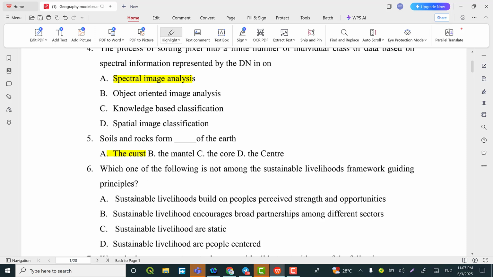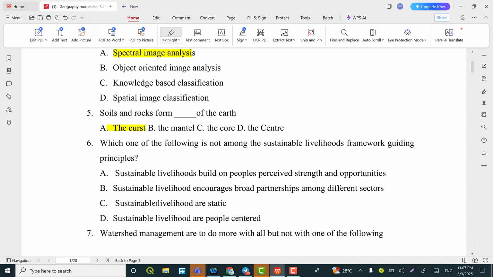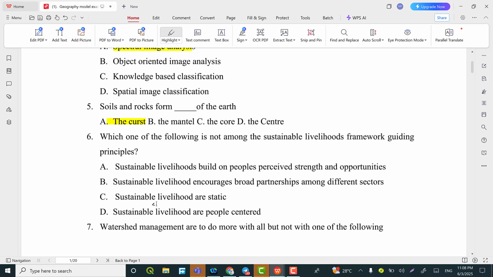Question number 6. Which one of the following is not among Sustainable Livelihood Framework guiding principles? A. Sustainable livelihood builds on people's perceived strengths and opportunities. Absolutely. Sustainable livelihood builds on people's perceived strengths and opportunities. B. Sustainable livelihood encourage broad partnership among different sectors. Yes, there is interlink between different sectors to have a sustainable livelihood in a certain community.